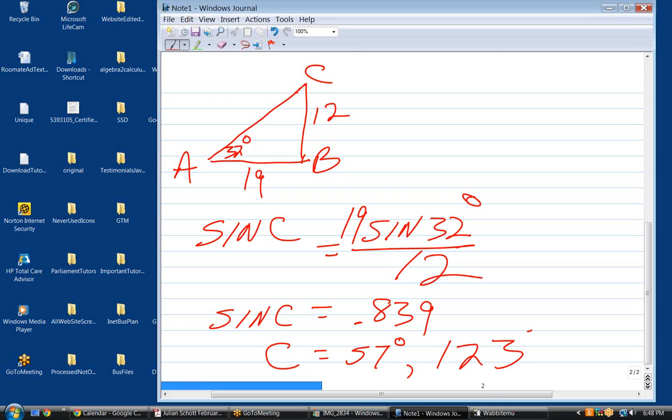Now what? Now you add 32. In other words, you want to find out if 123 is possible. And it is. When I add 123 to 32, that's less than 180. That gives me 155. I've got room for a 25-degree third angle. Right. So both of these triangles are possible. You do have the ambiguous case.